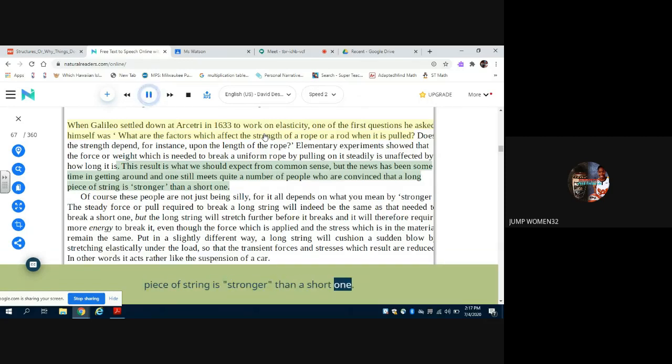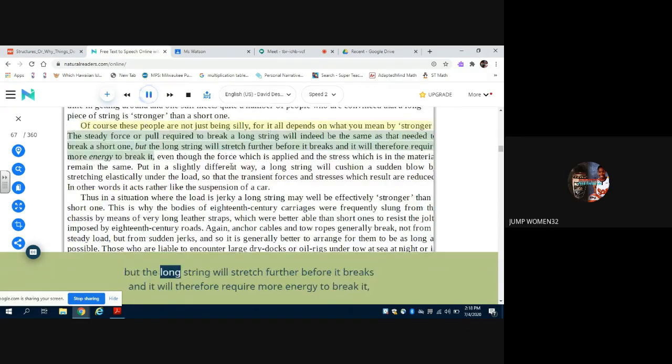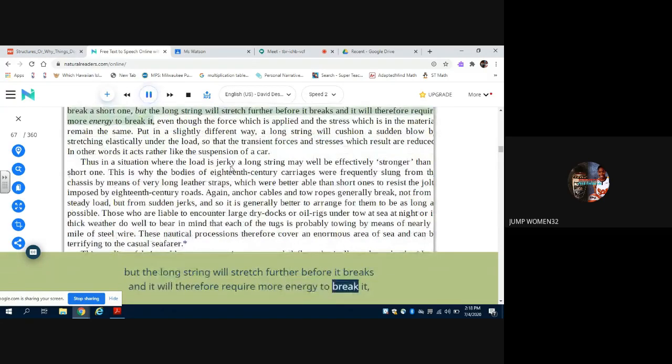than a short one. Of course, these people are not just being silly, for it all depends on what you mean by stronger. The steady force or pull required to break a long string will indeed be the same as that needed to break a short one, but the long string will stretch further before it breaks and it will therefore require more energy to break it, even though the force which is applied and the stress which is in the material remain the same.